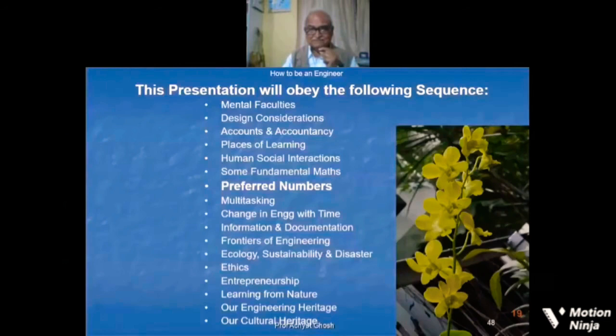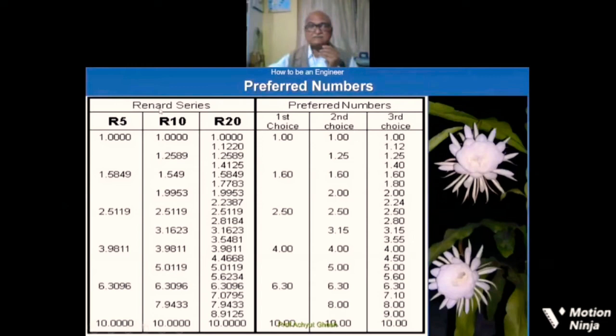Now I come to certain human-made numbers. We were talking about natural figures. Now I come to human-made numbers, preferred numbers. What is a preferred number? Why do I need preferred numbers? This is Renard, a French army corporal by the name Renard. He created these preferred numbers: R5, R10, R20. I'll show you a few more slides on this. This is the first choice, second choice, third choice, like this.